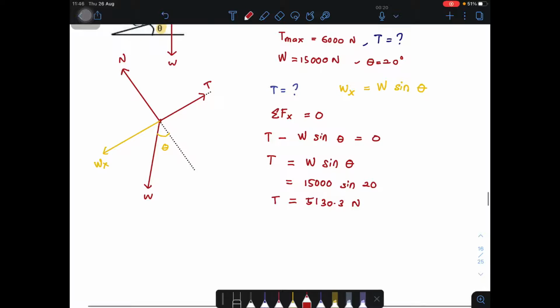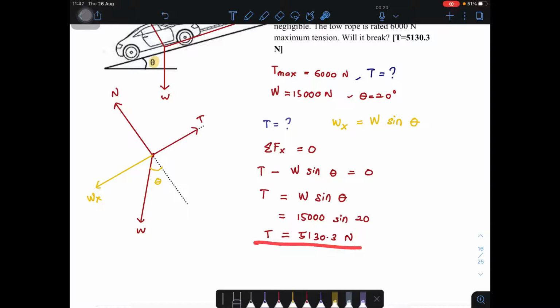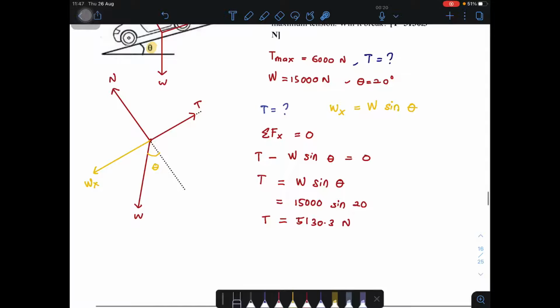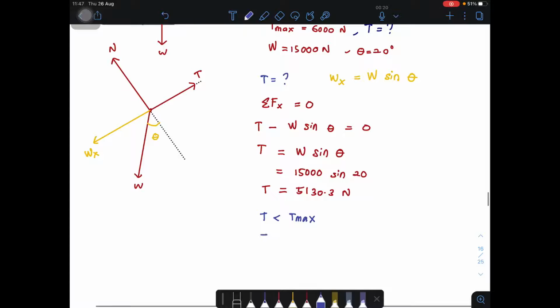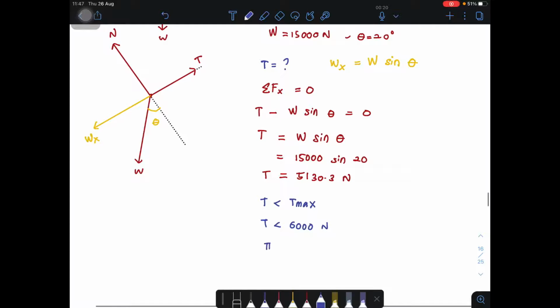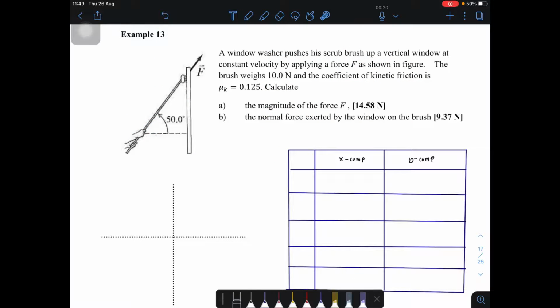So if you compare this one and this one, okay, the tension here doesn't exceed the value here. So bermaksud the T is less than T max, which is T is less than 6,000 Newton. So the rope will not break.